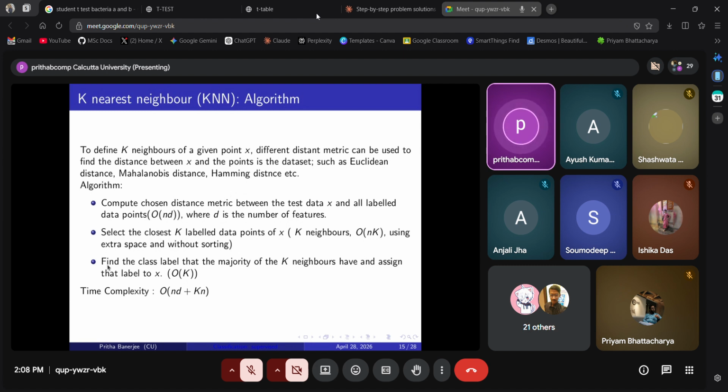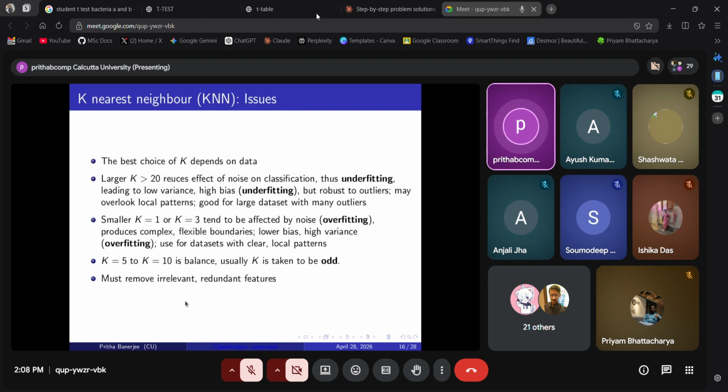Then we find the class label that the majority of the k neighbors have and assign that label to x. Actually, you can do this at the same time: you can count for each class how many counts are coming. That is also no more than big O of k time. So overall, the time complexity is big O of nd plus k times n, because of this big O of n times k. So this is the algorithm that you have learned, and probably implemented in many places.